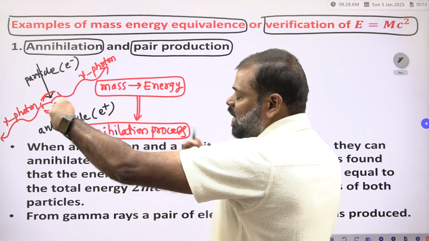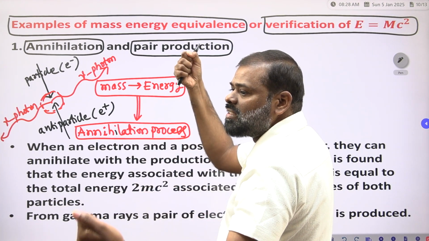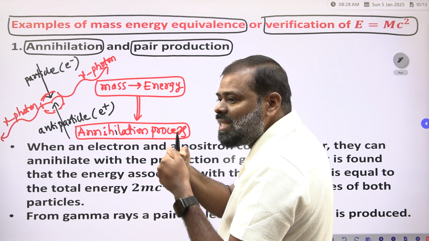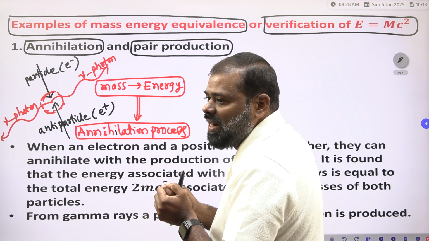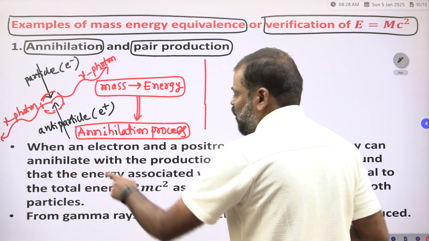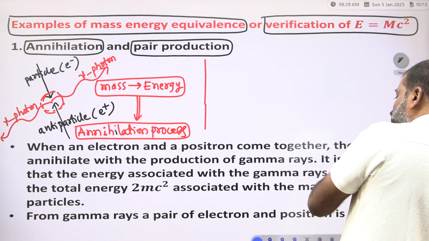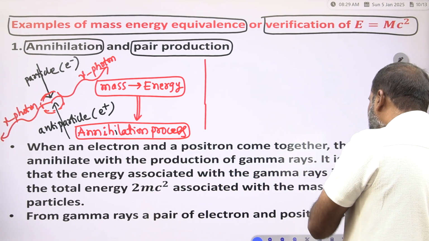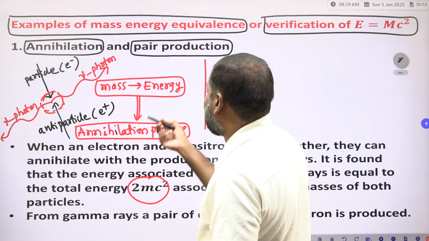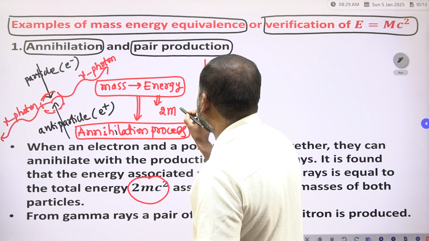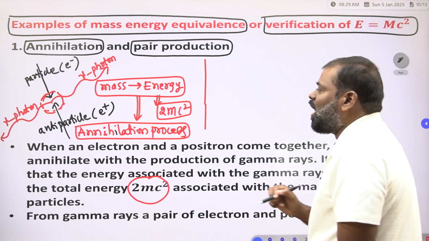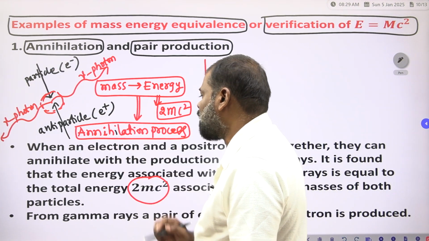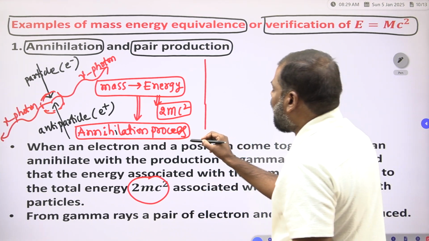When one particle and anti-particle come together, a photon is released. Because of the mass of the electron and the positron, energy is released. Such a phenomenon we call the annihilation phenomenon. When an electron and a positron come together, they can annihilate with the production of gamma rays. The energy associated with the gamma rays is equal to 2mc square, associated with the mass of both particles. Such a phenomenon we call the annihilation phenomenon.